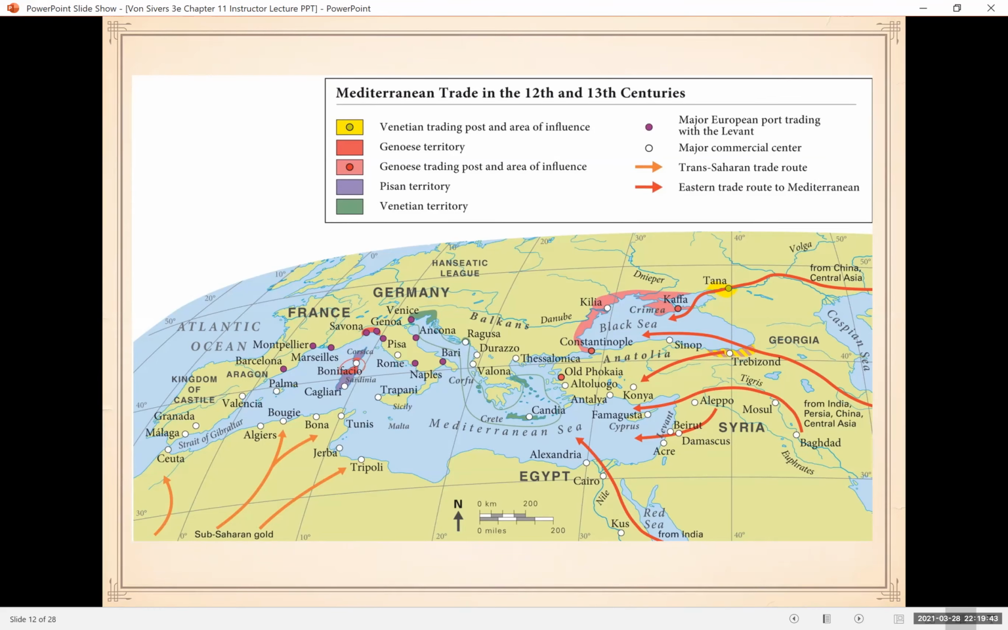But we will see in towns, especially in Southern Europe, places like Genoa, Venice, because they're on the Mediterranean Sea, they will invest very heavily in trade, building ships, and most importantly, creating colonies to trade throughout the Mediterranean. And you can see Venetian territory, they had these green areas. Genoese territory, the city of Genoa is there. Their trading posts were here on the Black Sea.